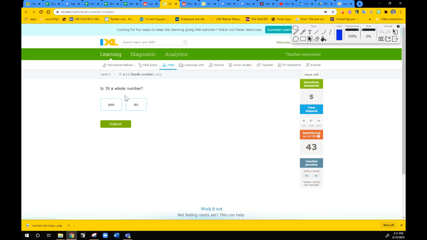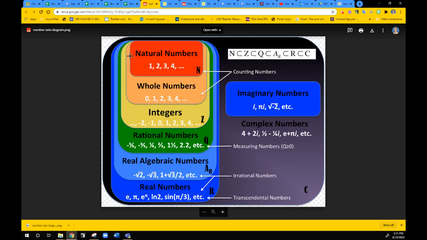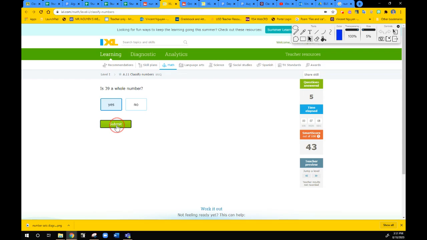Is 39 a whole number? Yes, it is, because look at this. If it is a natural number, it is also a whole number. Okay. All right, I'm going to jump a level.